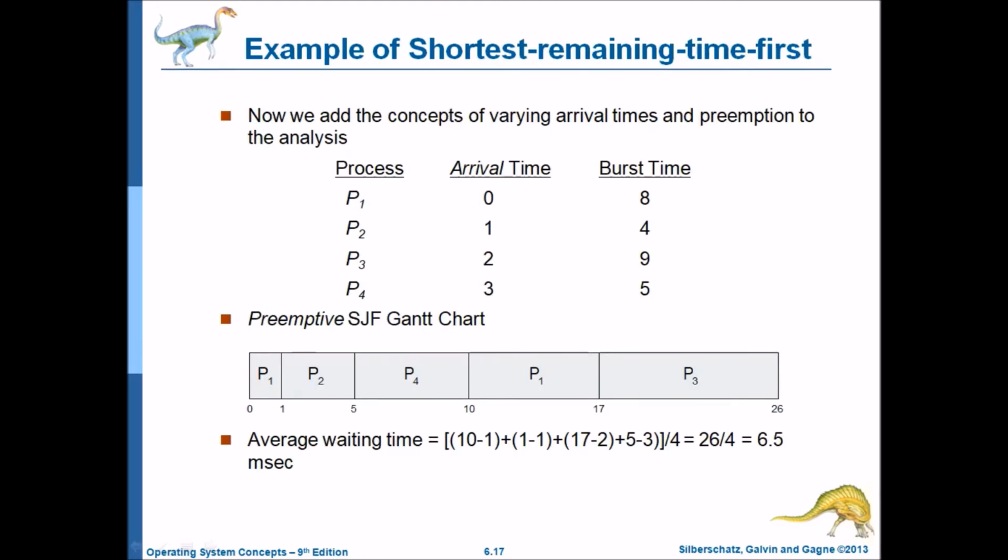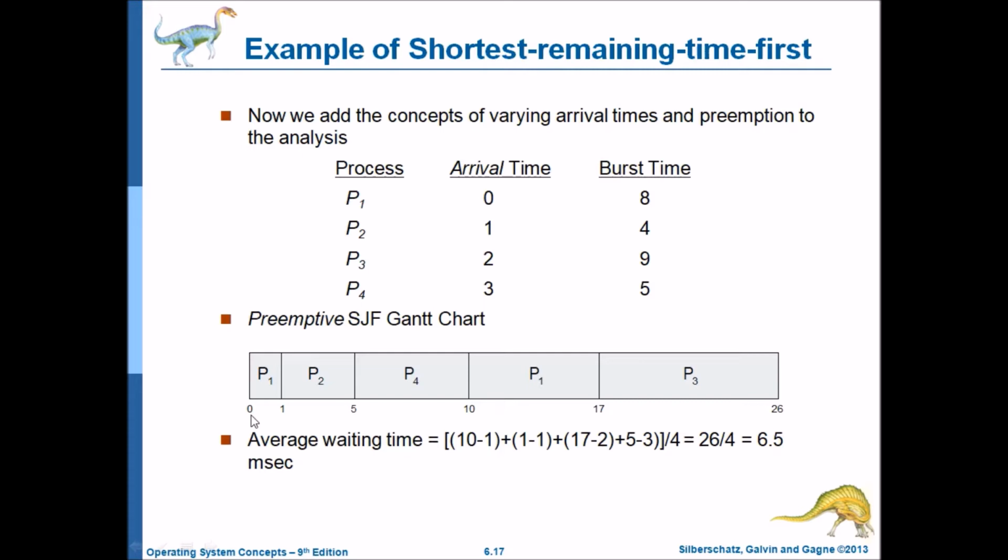So now we go to the example of the shortest job first preemptive version, which is the shortest remaining time first. Now we add the concept of varying arrival time and preemption to the analysis. So process P1 to P4 with burst times 8, 4, 9, and 5 respectively, with arrival of 0, 1, 2, 3 respectively. So the resulting preemptive SJF Gantt chart would be as follows. So let's investigate.